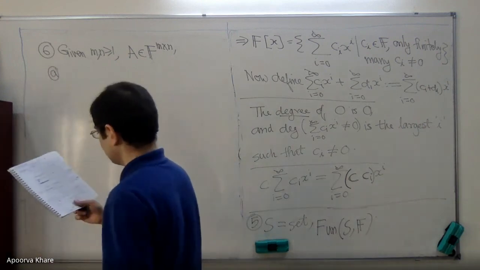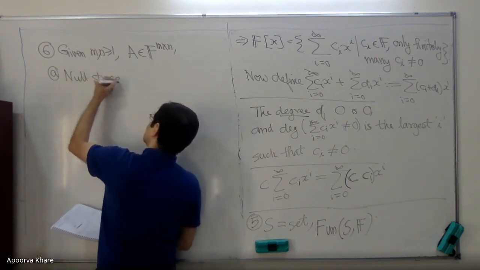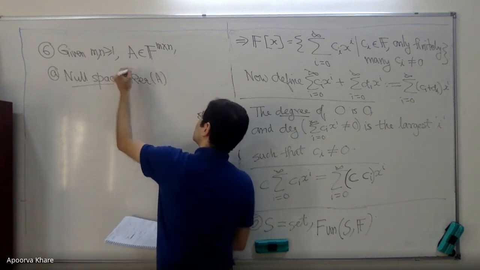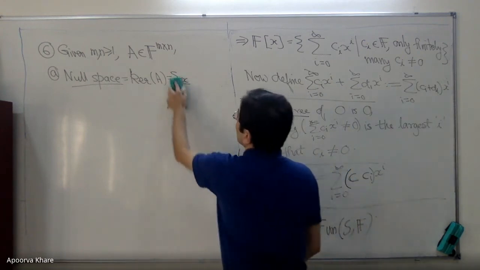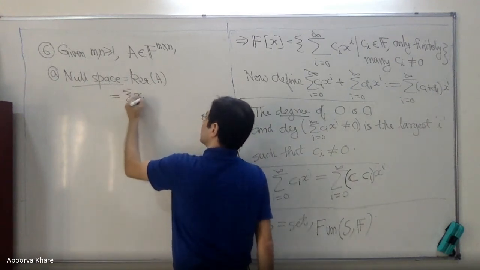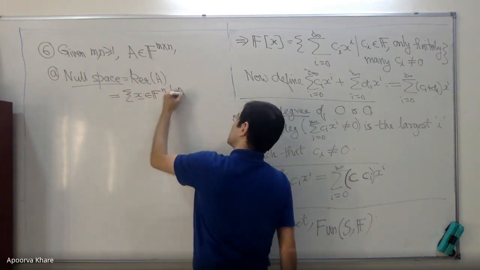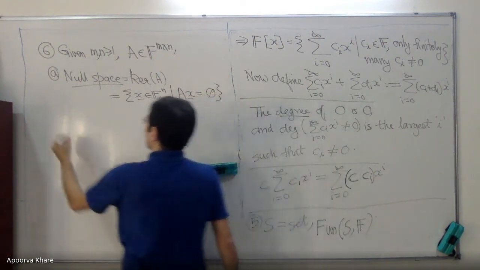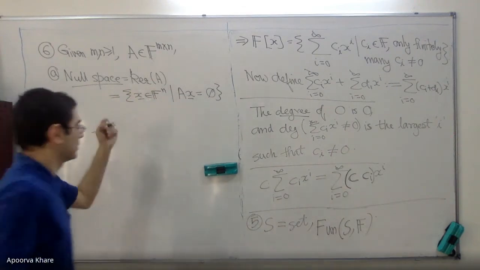This is called the null space, which is called the kernel of A. The kernel is precisely the set of all X such that AX equals 0. Here A is M cross N, so X should be N cross 1. And this is a vector space because, well, how is it a vector space?